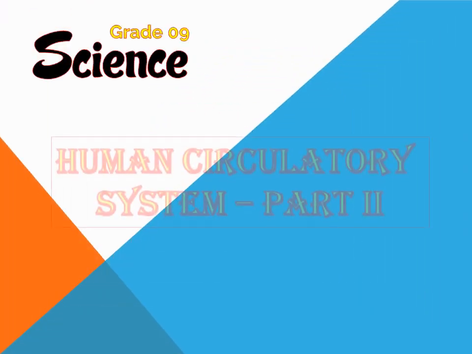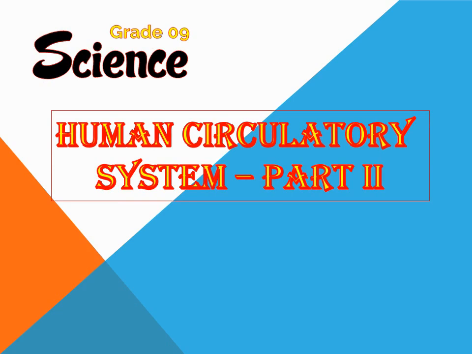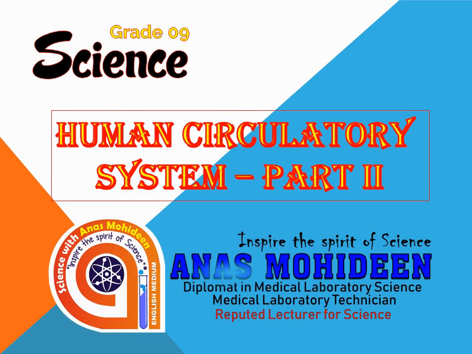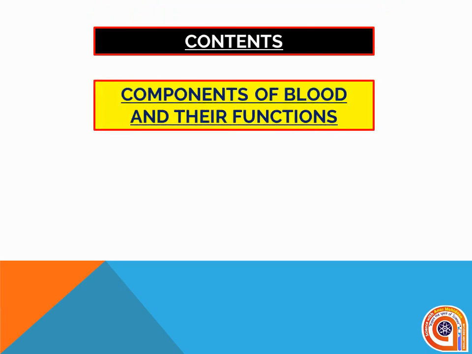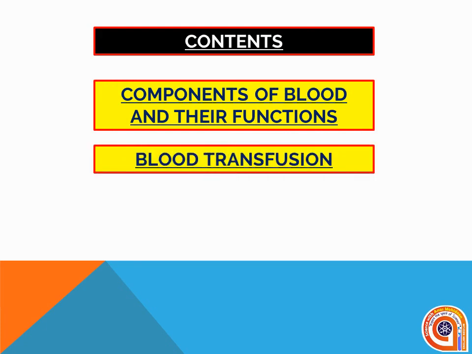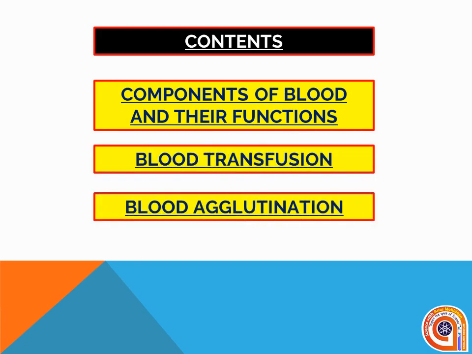Grade 9 Human Circulatory System Part 2. In this video presentation, we are going to discuss three topics under human circulatory system. They are the components of blood and their functions, blood transfusion and blood agglutination.